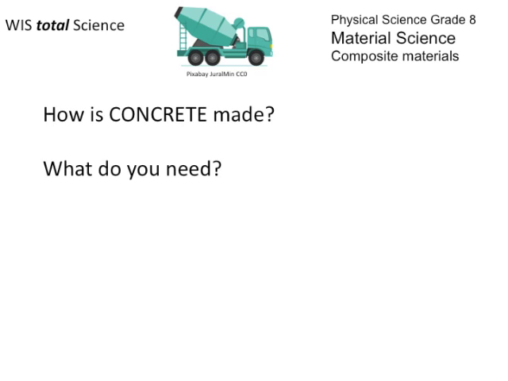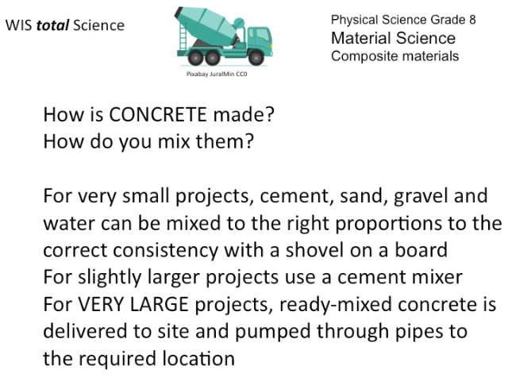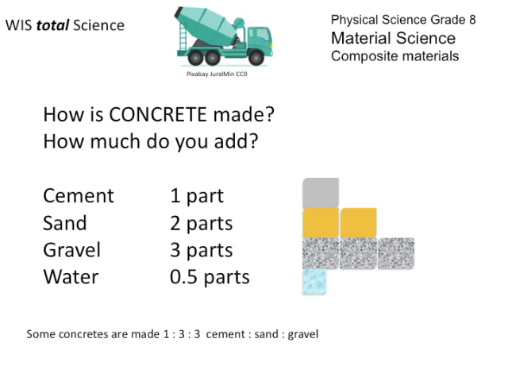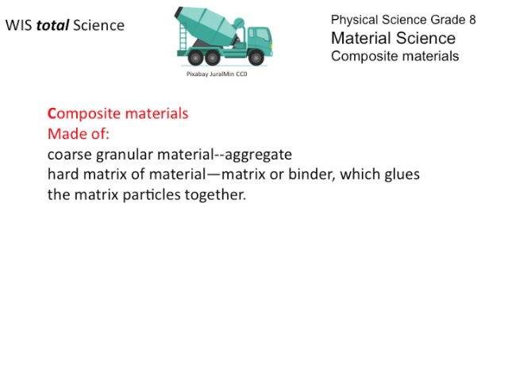How is concrete made? So what you're going to need is the cement, the water for the matrix, the gooey bit, and the aggregate, the stones. For small projects, you can mix it with a shovel. For larger ones, you can have a cement mixer, and then you would need to have it ready mixed. This is the composition: 1 part cement, 2 parts sand, 3 parts grit, and for a smaller use, stone, sand, mixer, water, and the cement.